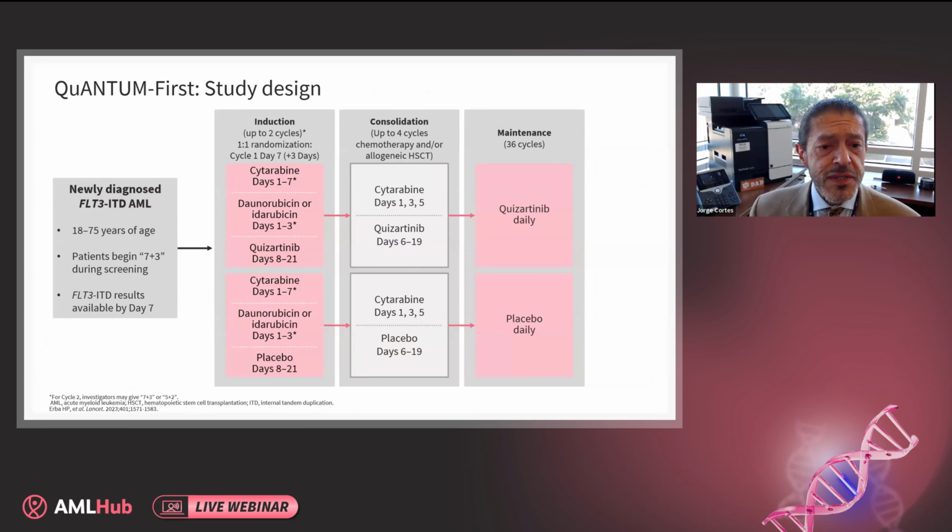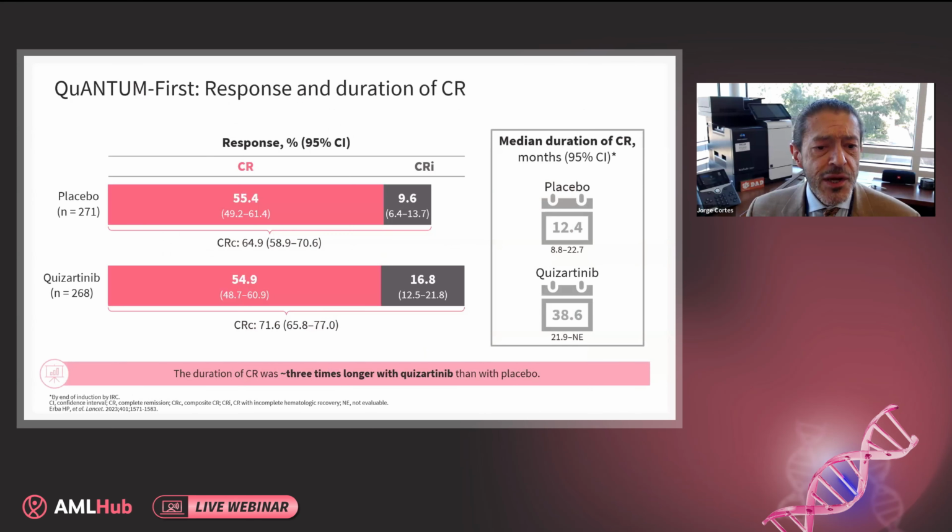And then the other study was very similar in design. This is QuANTUM-First. The main difference is that only FLT3-ITD is included here, but overall, same principle, 3+7 with quizartinib or with placebo, with consolidation and continuation therapy. And this study, again, showed a benefit in terms of the response rate for the quizartinib arm with a CRc of 71.6 compared to 64.9, although mostly based on CRi, where the CR was very similar.